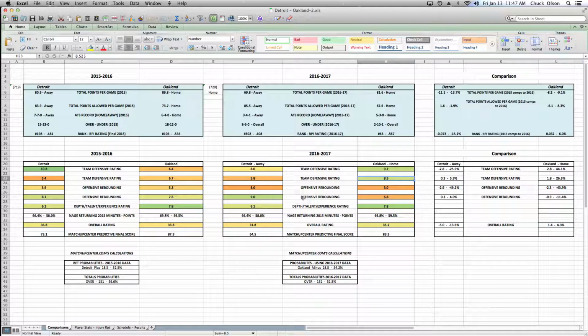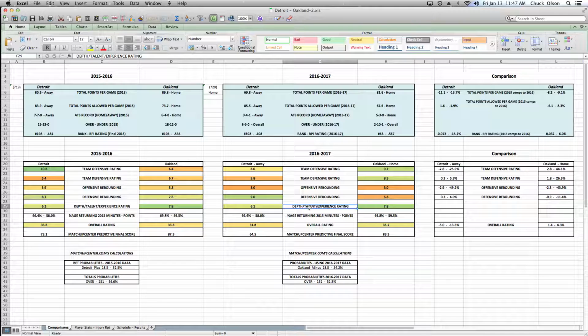Offensive rebounding, about the same. Defensive rebounding, a little better defensive rebounders over here at Detroit, but that doesn't surprise me because with this kind of rating, they seem to be on defense quite a bit, or giving up a lot of extra rebounds too.